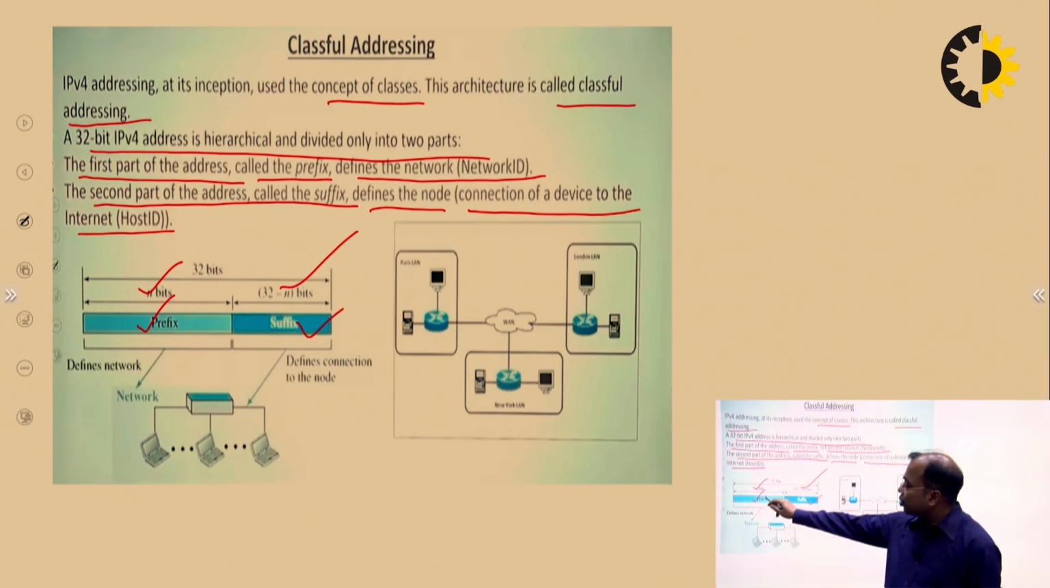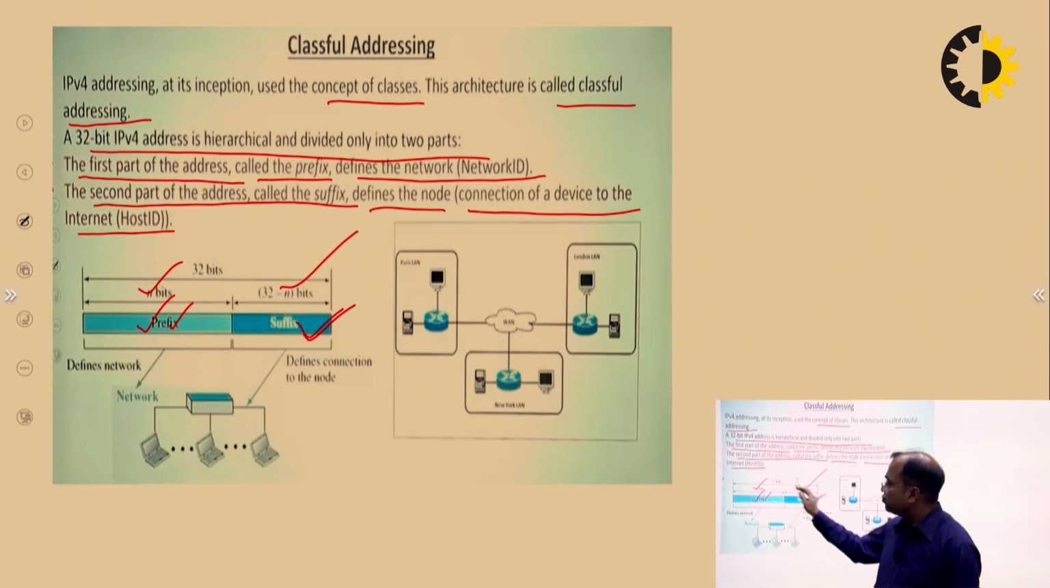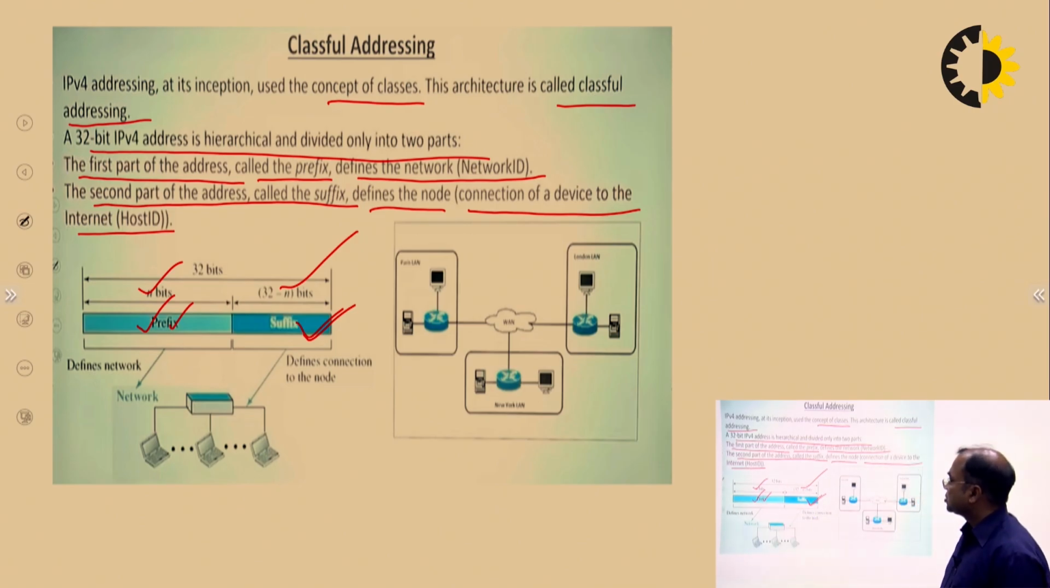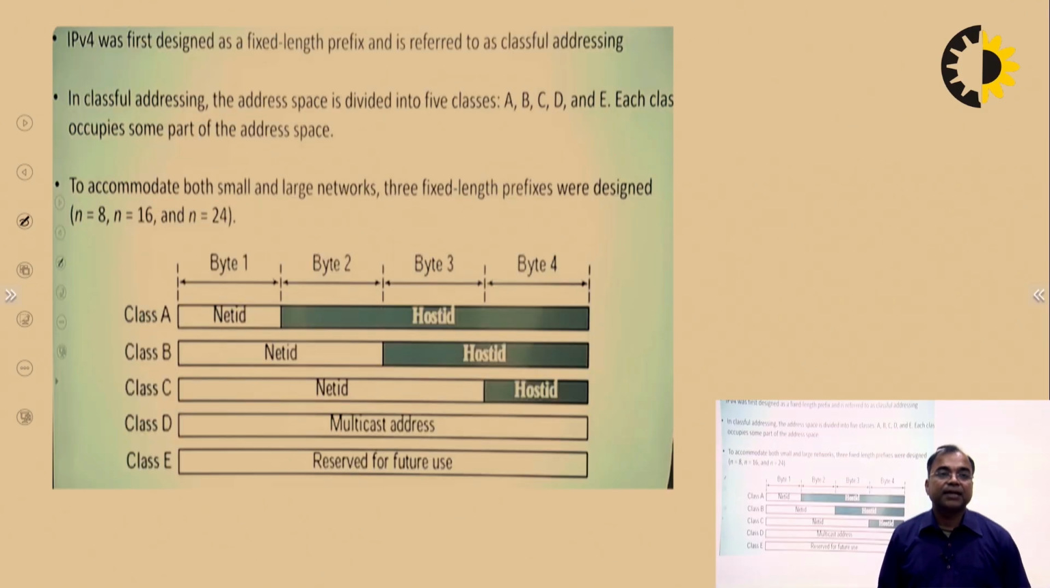The number of networks is defined with these n bits, and then 32 minus n bits define the host address. So this is the format of your classful addresses. Here we can see how we connect these networks with the help of wireless LAN and IP addresses.